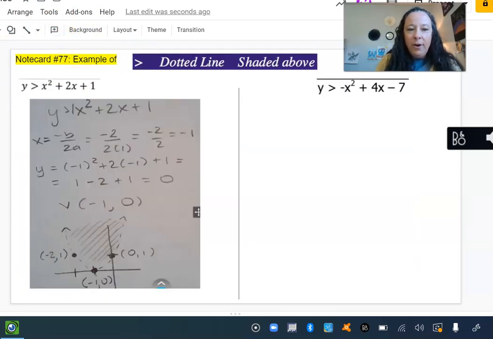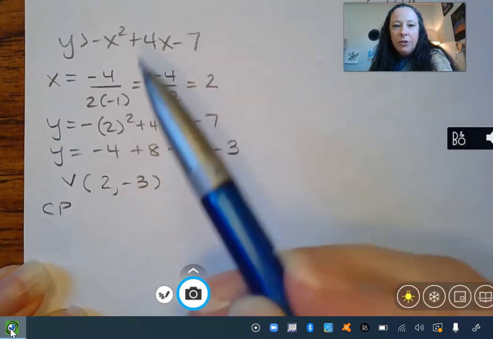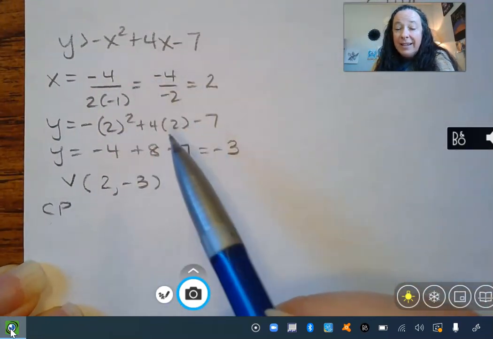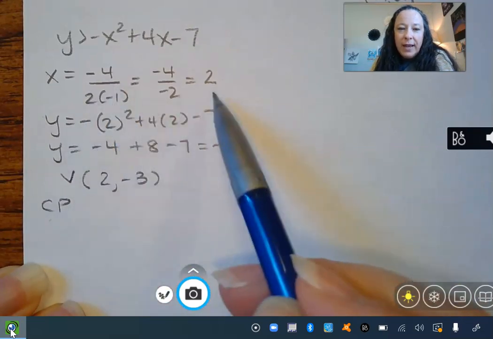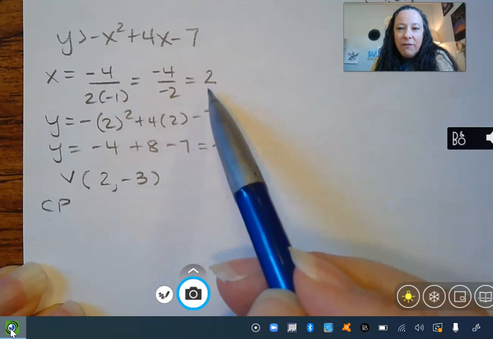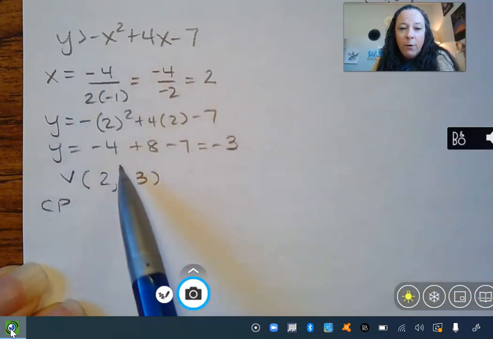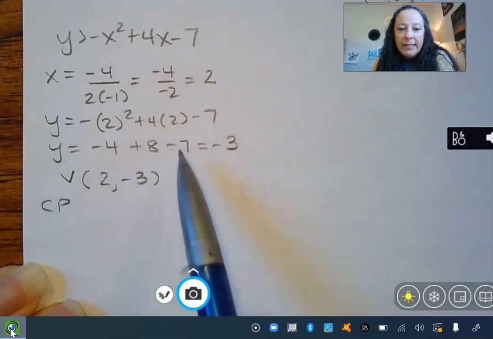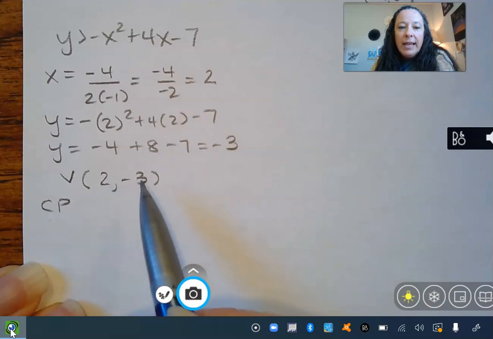All right, so here we go on note card 77. I just went over this one. Now I want to go over this one. I have started the work on finding the vertex by hand because this is super important that you know how to do this. Negative b over 2a, I get that the x value of the vertex is 2. I plug it back in. There's a negative out front, so I'm super careful. It's going to be negative 4 plus 8 minus 7, which gives me negative 3. So my vertex is 2, negative 3.